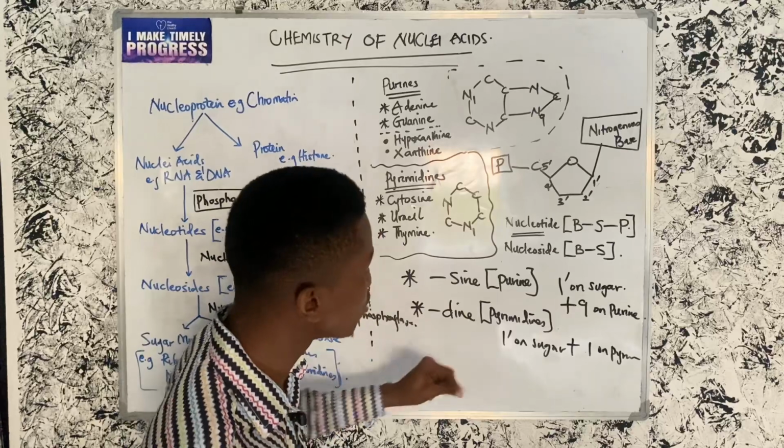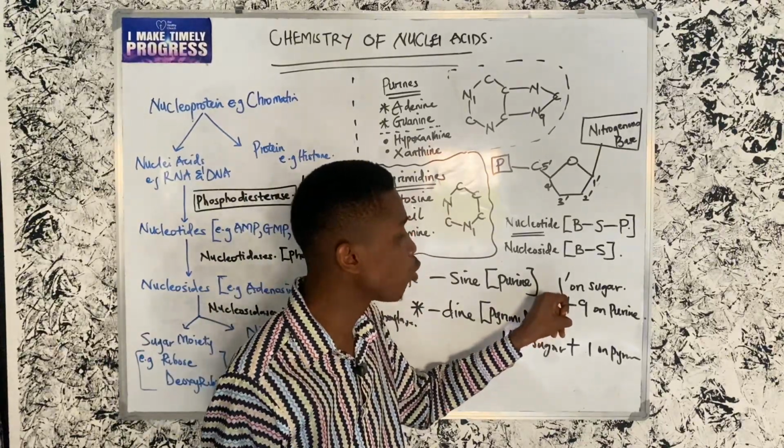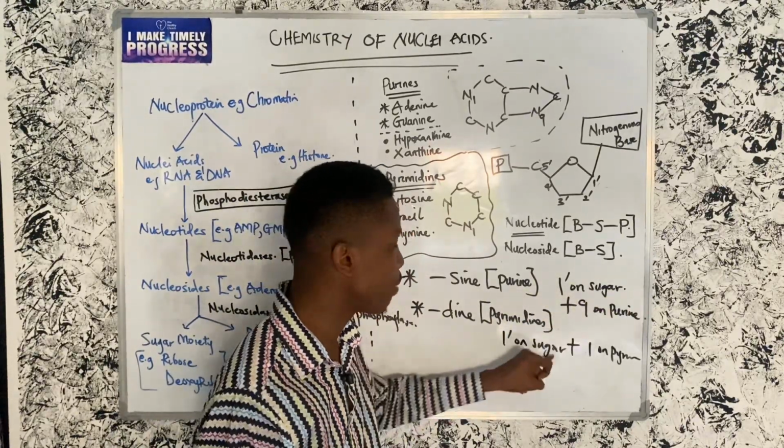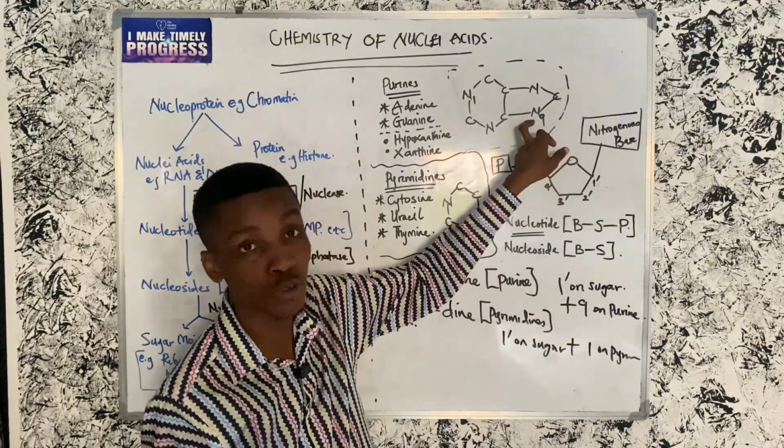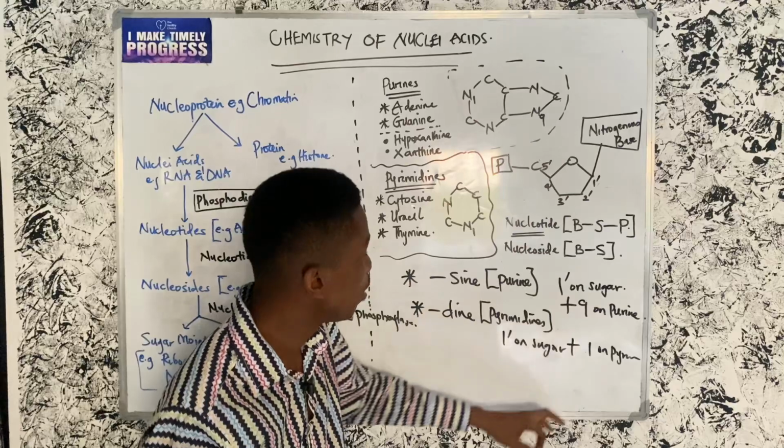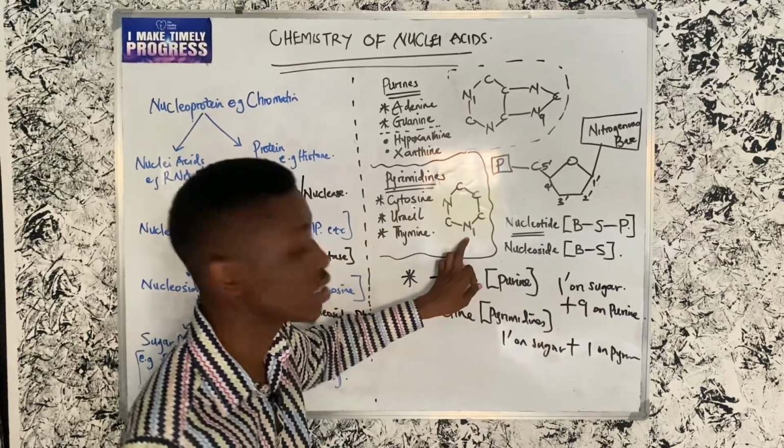Please, the bond will always be between the 1' of the sugar. But in purines, it will be with the number 9. This nitrogen here, that was number 9. But with pyrimidines, it will be with the number 1.